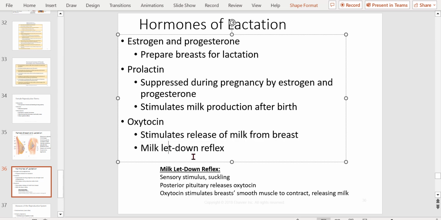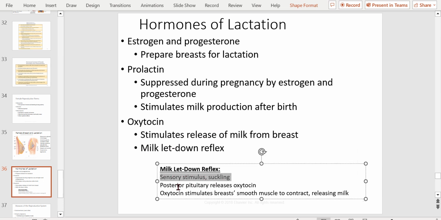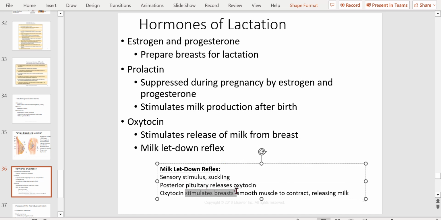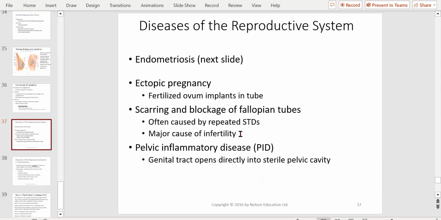Okay, the milk letdown reflex. Sensory stimulus, suckling, the posterior pituitary releases oxytocin. So as soon as baby gets his mouth on the nipple, the body senses it, oxytocin is released, stimulating breast milk. Diseases. Okay, there's a couple of them here we'll get into. There, endometriosis, next slide.